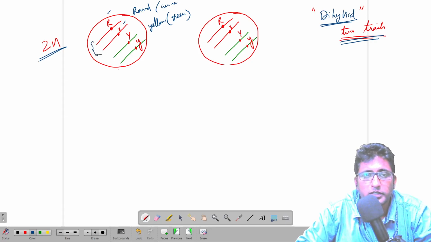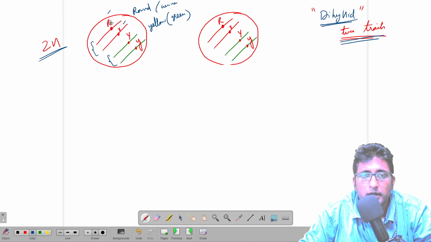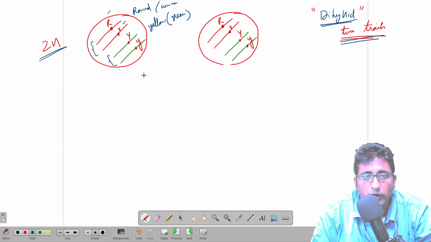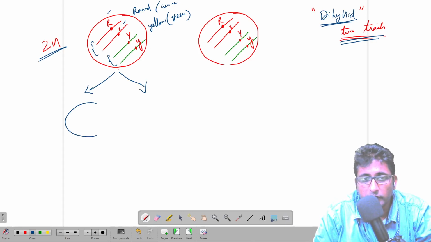These 2 we call homologous chromosomes. These 2 are another homologous pair. There is capital R and small r, and capital Y and small y. The same is there for another individual. So during gametogenesis, haploid cells form.